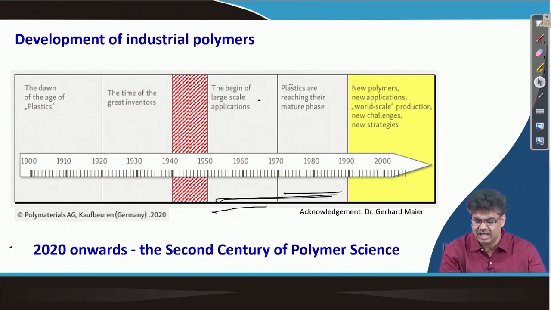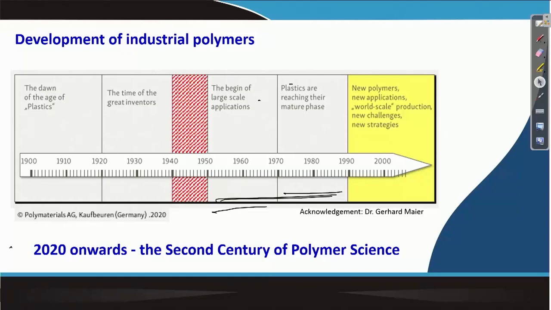So I'll stop here now. In the next lecture, I'll talk more about the polymer as a whole, give you a bird's eye picture of polymer as a product, and then talk about what the problems of polymers are and what the present research needs are in polymer science.